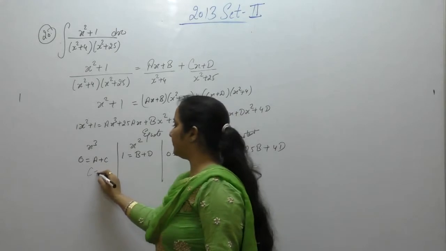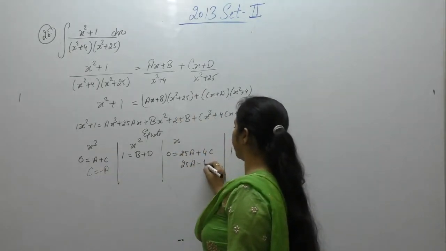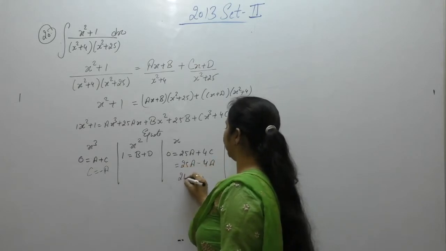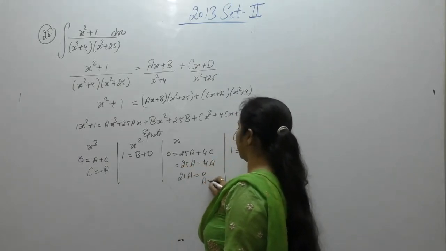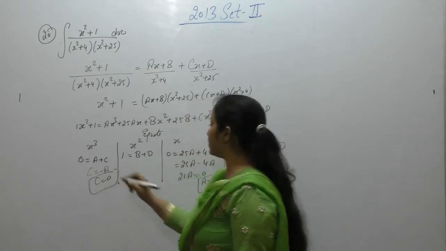From here we get the value of c as minus a. Put the value of c here, minus a. 21a is 0, therefore a is 0. When a is 0, then value of c is also 0.